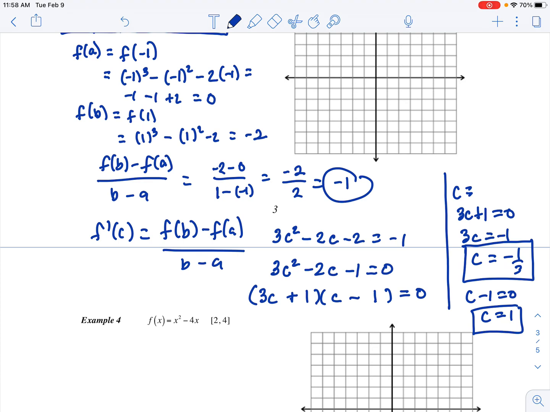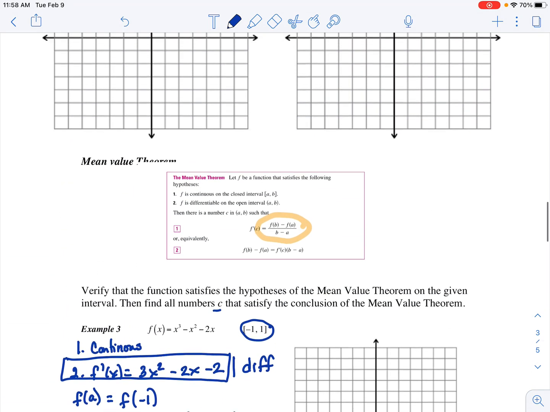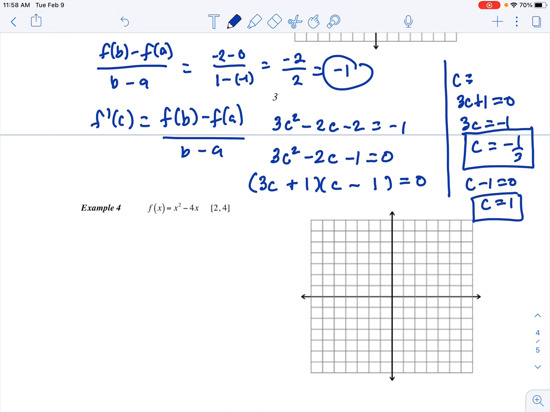Any question on Rolle's theorem and the mean value theorem in finding our c's? And so what would the answer to that one be? Right here, c equals 1/3 and c equals 1. So c equals negative 1/3 and 1.